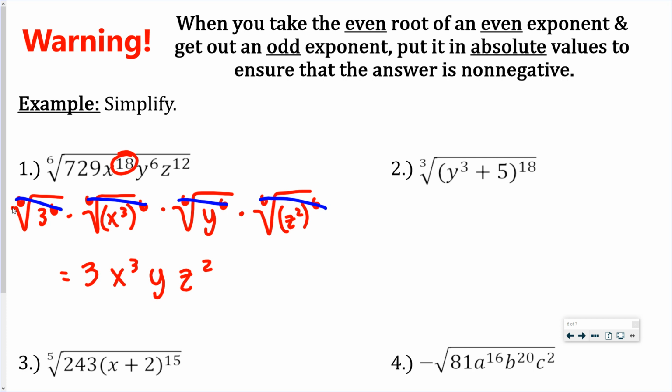Since I took an even root, I have to look for this pattern. Did I ever do even, odd? Even root, check. It is an even root. Did I have an even exponent that I was 6th rooting? Yes, if I'm just looking at the x. Did my answer come out odd? Yes. So I need absolute value around the x. But I'm not done, because let's look at y. Even root, even exponent, odd answer. Those both need to be in absolute value.